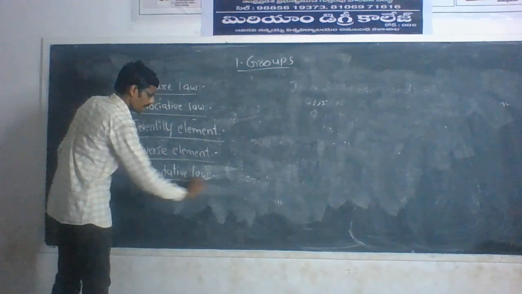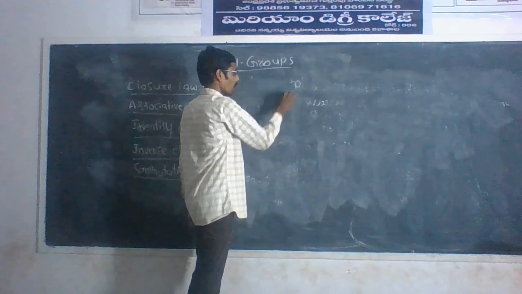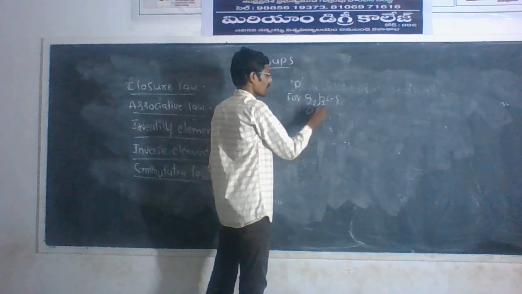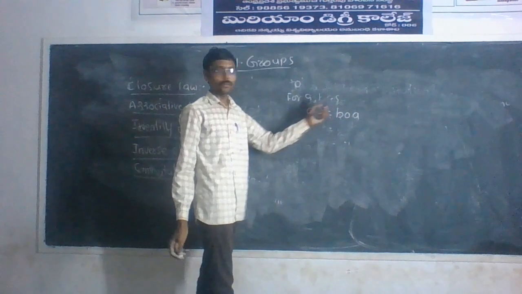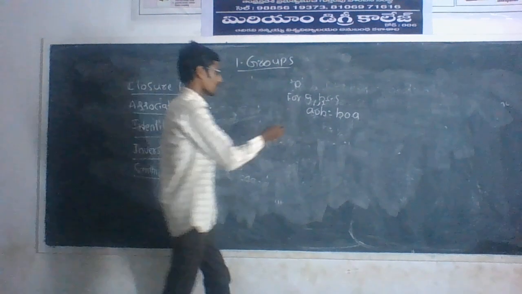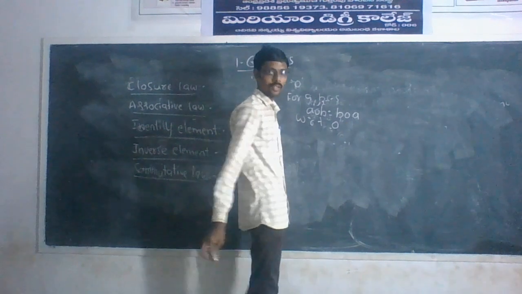Commutative law. S is a non-empty set, and circle is a binary operation on S. If a, b belong to S, it implies a circle b is equal to b circle a. That is called the commutative law with respect to the binary operation circle.